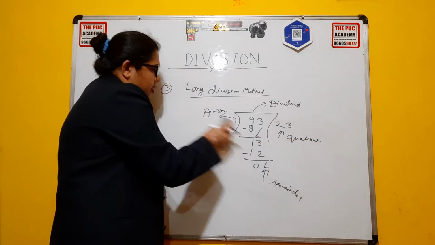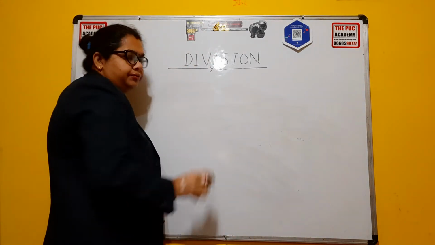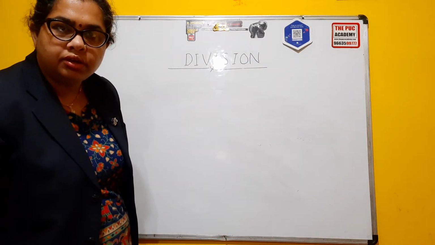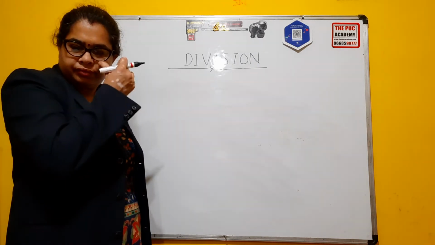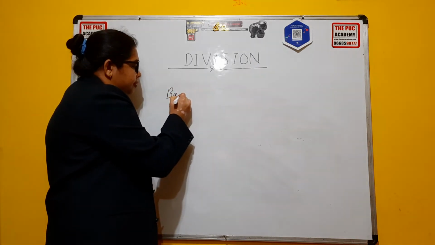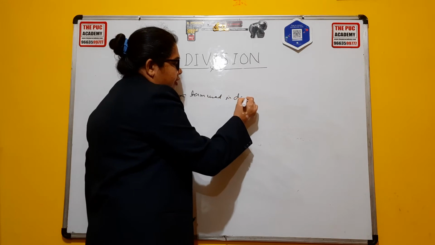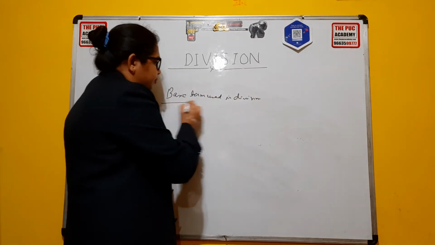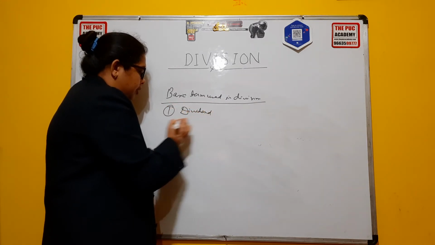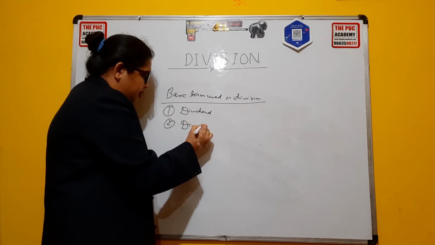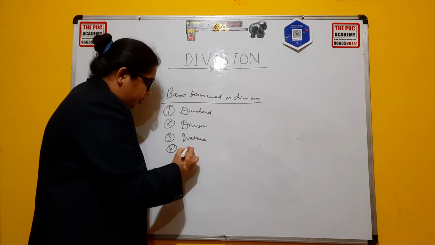So we will see one more important point about division. That's some formula to solve, the basic terms used in division, and it makes some formula. As I have told you, one is your dividend, one is your divisor, one is your quotient, and one is your remainder.